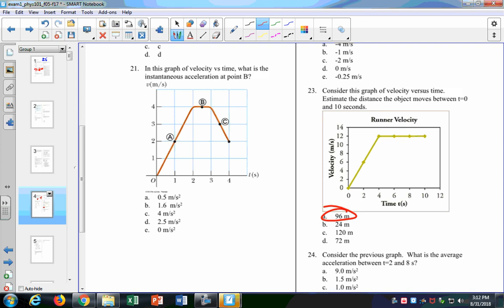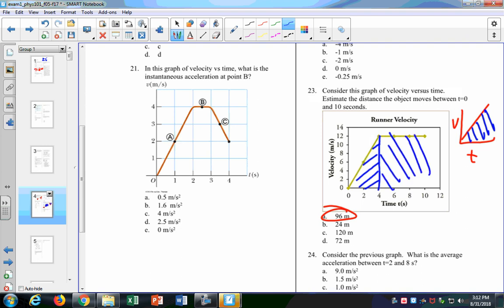How do you get that? Okay, so if I want to find the distance traveled on a V versus T graph, the distance is given by the area under the graph. And so here you need to find the area under this graph. Now this isn't a simple one-piece graph. I have to break it into 2 pieces. I find the area of that part, and the area of that part.